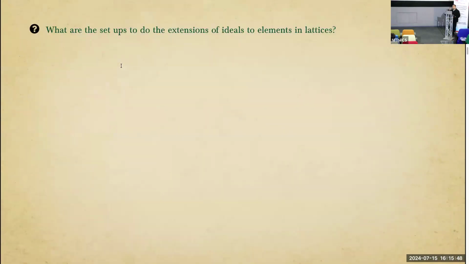Okay, now what are the setups to do the extensions of ideals to elements in lattices? What we wanted to do, we have seen many classes of ideals in rings, semi-rings, and these things. Now the question is, we wanted to do similar kinds of things for lattices. So now we do not take ideals anymore, we take special types of elements which have the same flavor as the corresponding ideal. So first let's see what kind of lattices we talk about.